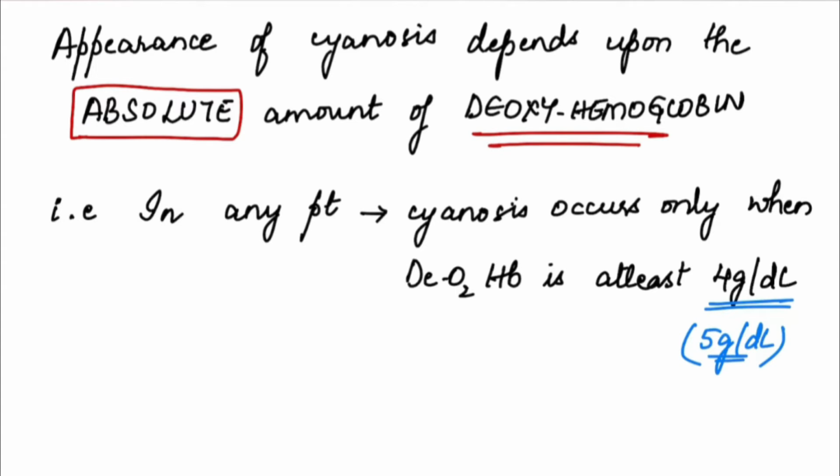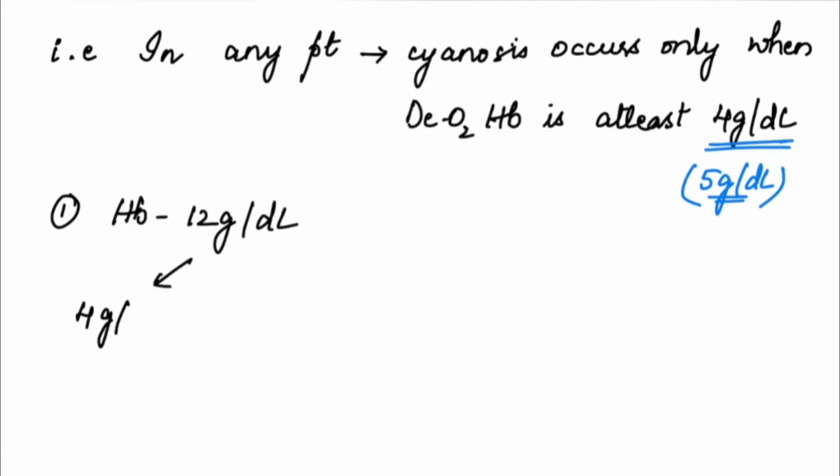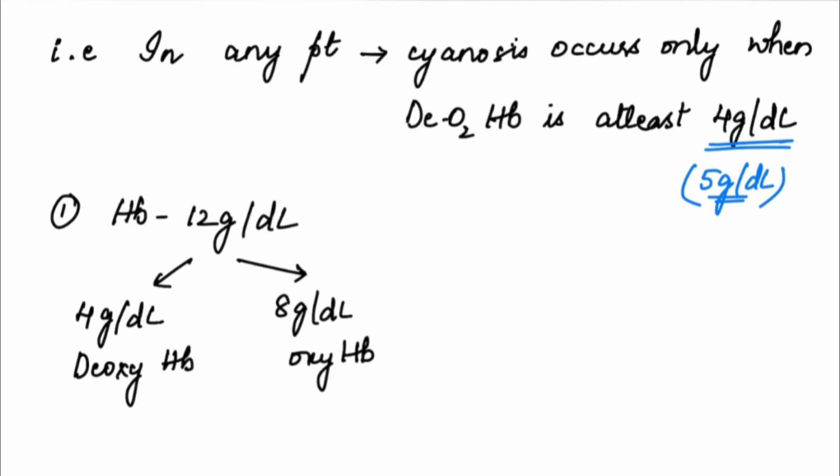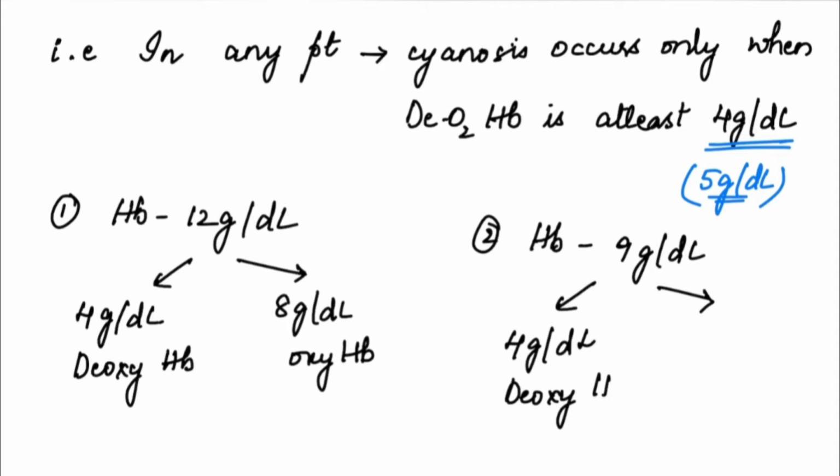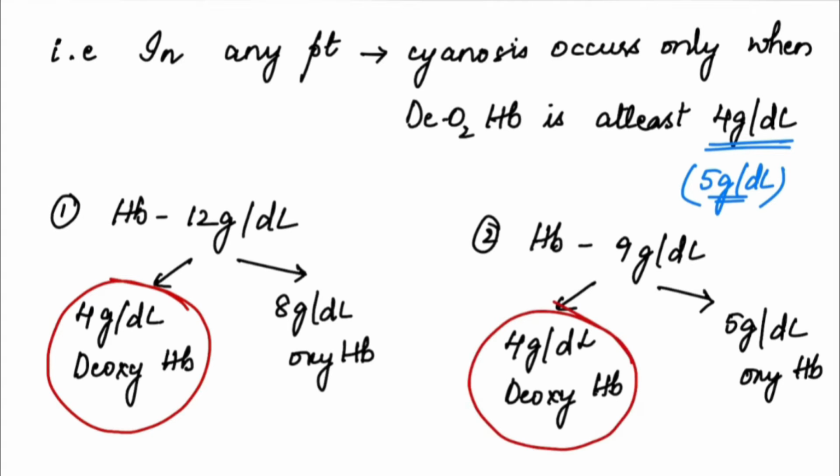Suppose a patient has a hemoglobin of 12 grams per deciliter. For him, if cyanosis has to develop, 4 grams per deciliter should be deoxygenated hemoglobin. That means the remaining 8 grams per deciliter is oxygenated hemoglobin. Similarly, for another patient whose hemoglobin is 9 grams per deciliter, if cyanosis has to develop, then 4 grams per deciliter should be deoxygenated hemoglobin and the rest, 5 grams per deciliter, is oxygenated hemoglobin. So irrespective of the patient, a minimum of 4 grams per deciliter of deoxygenated hemoglobin should be present for cyanosis to develop. That is why the occurrence of cyanosis depends upon the absolute amount of deoxygenated hemoglobin.